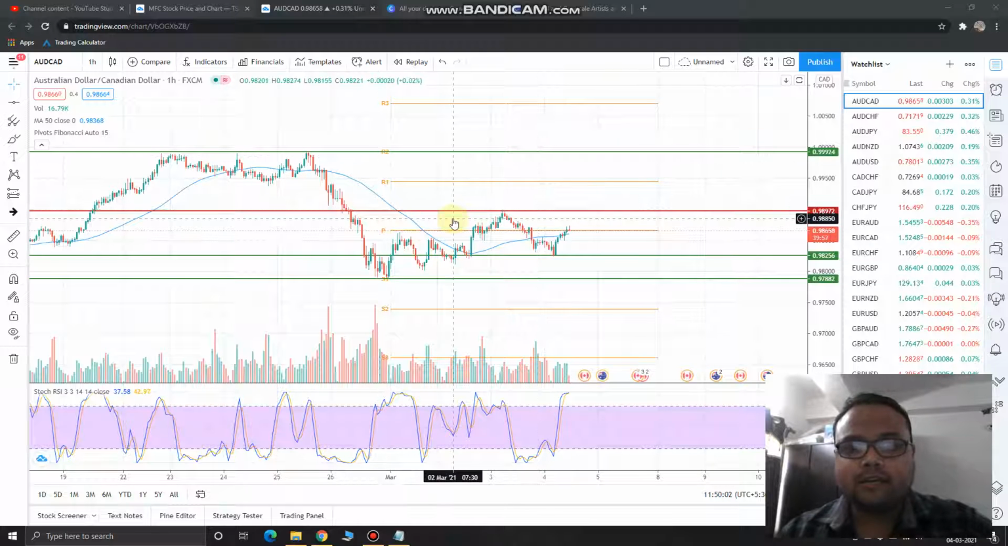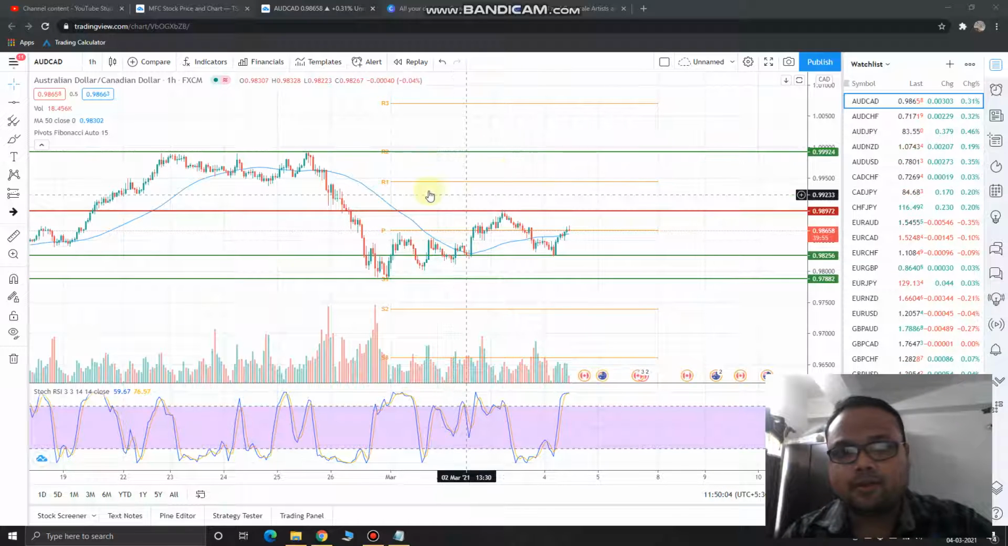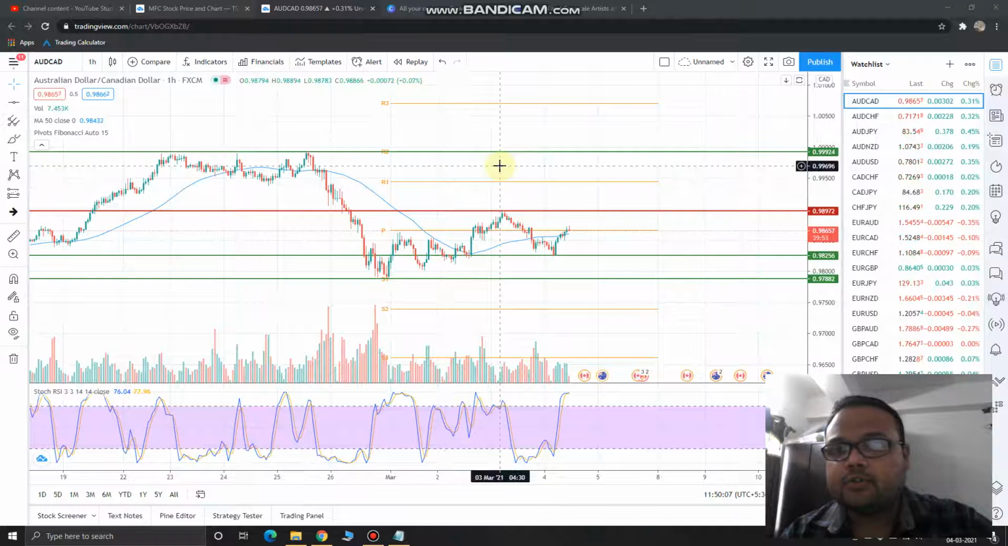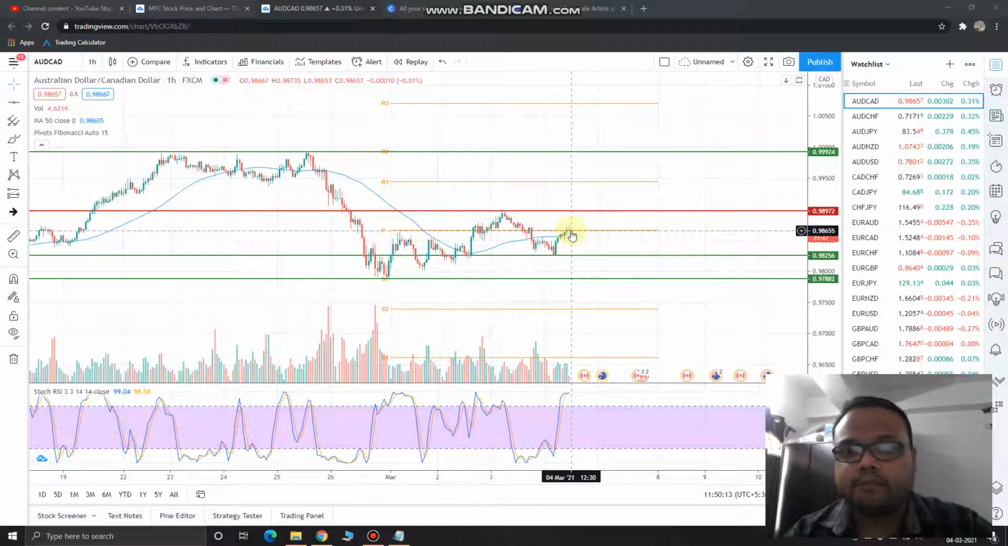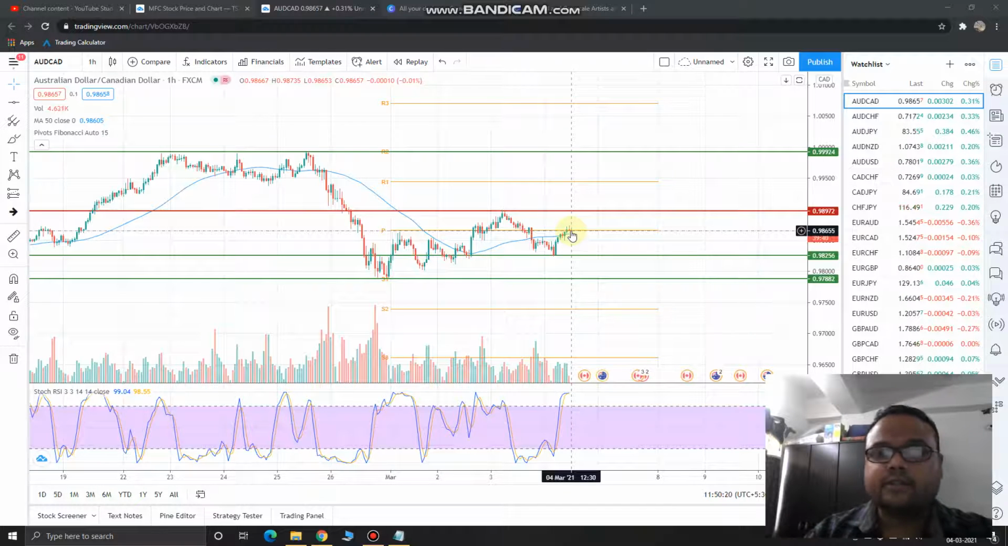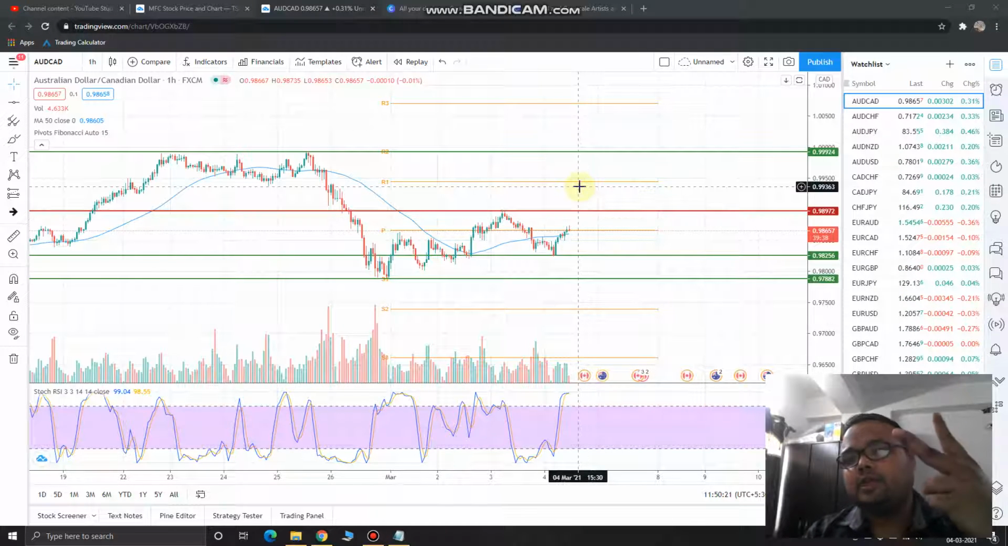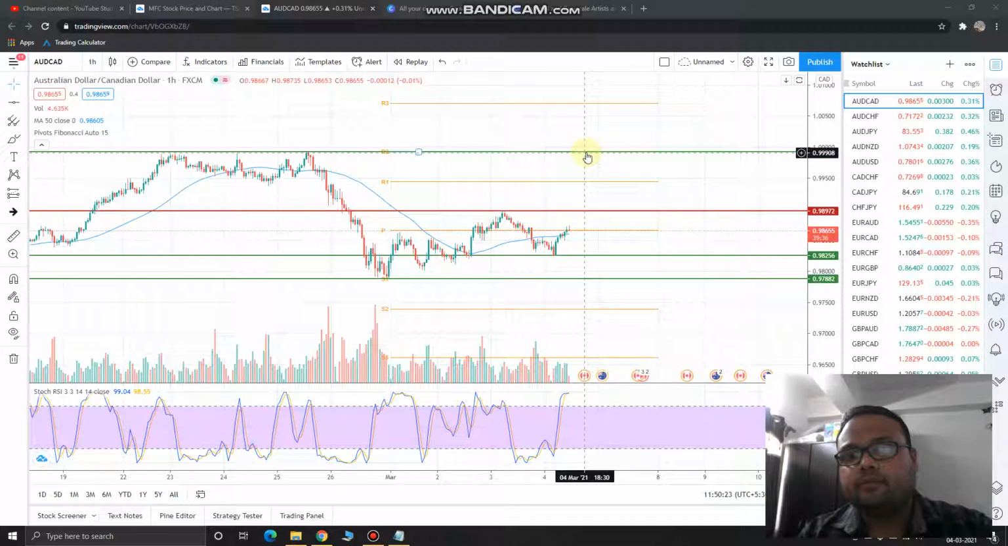So you can see that I have drawn a few lines on the chart. Right now market is trading at 0.9865. This is the current market price, CMP. If you are a safe trader, if you are looking for safe trades, then you have got two levels. First level is this and second level is this.